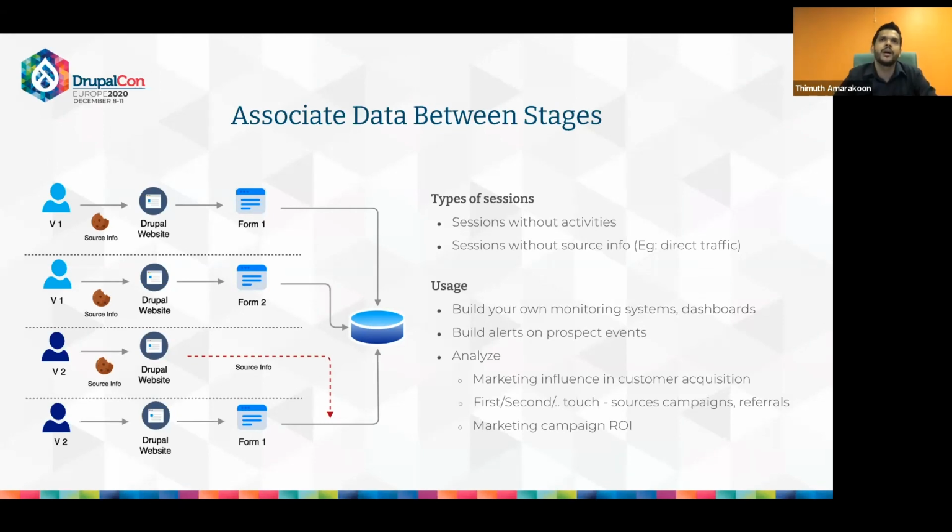And if you have marketing spend expenditures for your campaigns, you can calculate the ROI and associate that with your marketing activities. Like from this campaign, we have generated this set of MQLs, this set of SQLs, and this is the ROI for that.